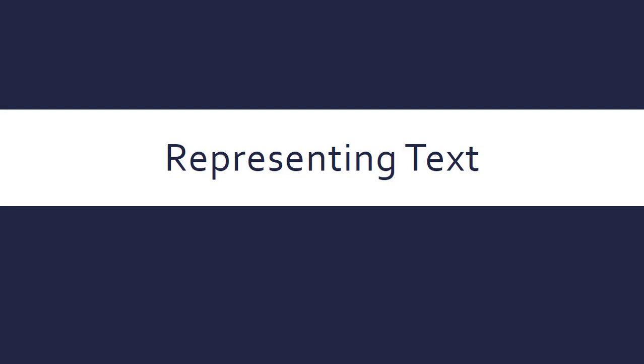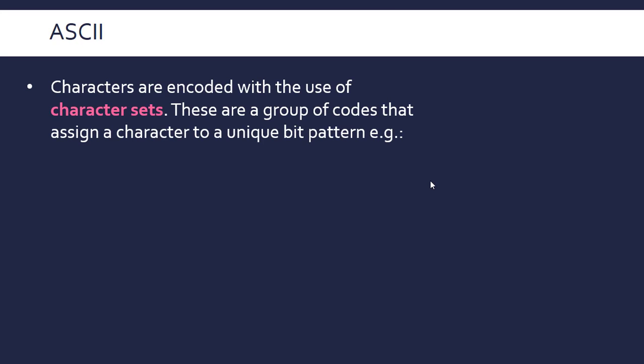Now looking at different types of data we represent in binary, that is, encode into binary, i.e. give it a binary value, is text. Text is built up with characters, a character being an individual unit. Characters are encoded with the use of character sets, which are basically groups of codes that assign a character a unique bit pattern, so we can replace the character with a unique bit pattern.